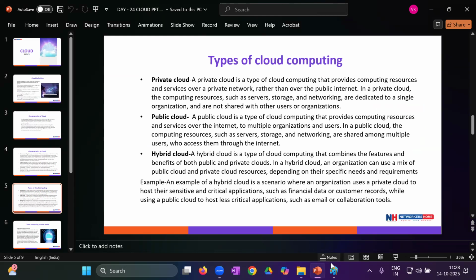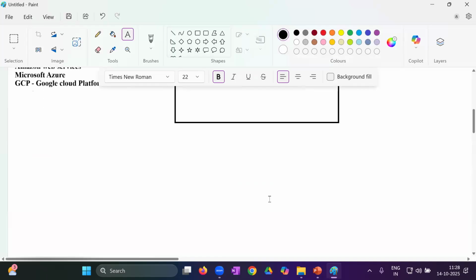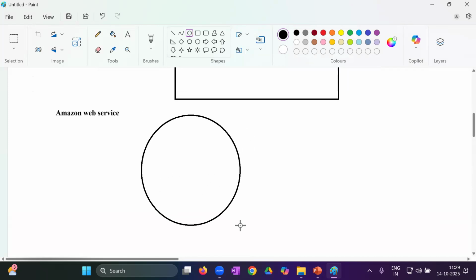Now, if we talk about any particular cloud, for example, if we are talking about Amazon only. So what happens with Amazon? Wherever we have the servers, that will be called a data center. What is it going to have? One data center, where we will be having what? Multiple servers, right?